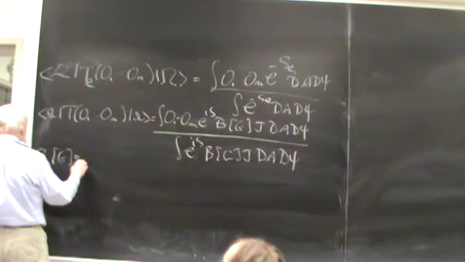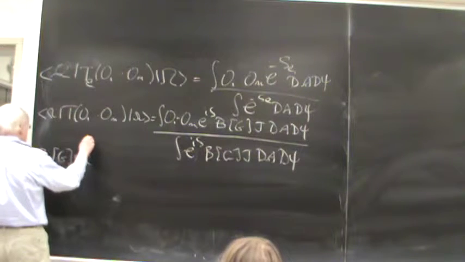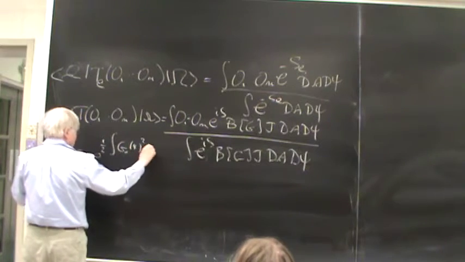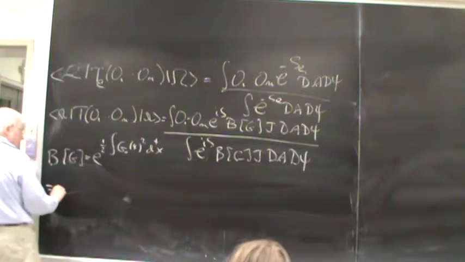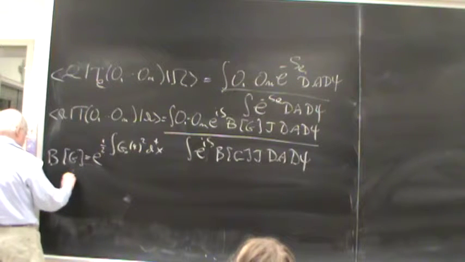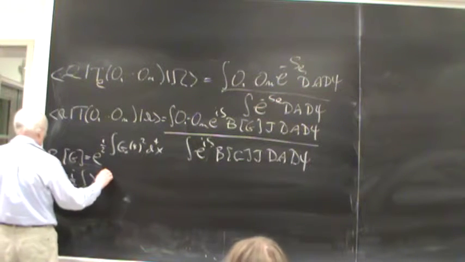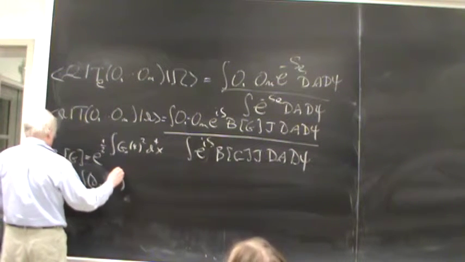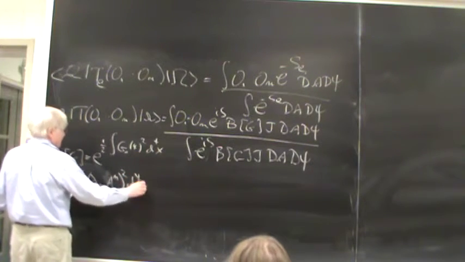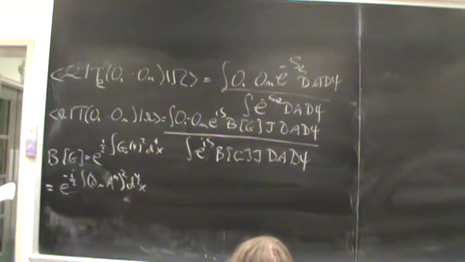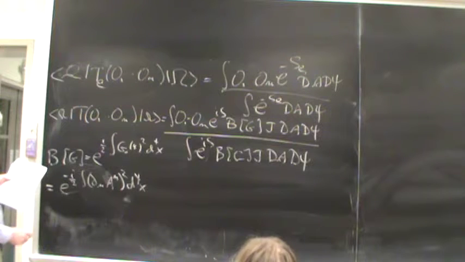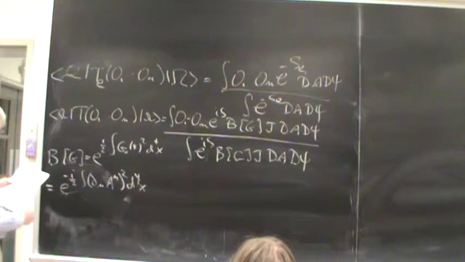is e to the I over 2 integral ga of x squared d4 of x, and for some reason I rewrite that as e to the minus I over 2. I don't know whether this was a mistake or what, but I mean, there's nothing inconsistent about it. It's just G has an extra I in it. But anyway, this is the way my notes read, so I suppose there was some reason for that. Okay, well, so this is our B of G.